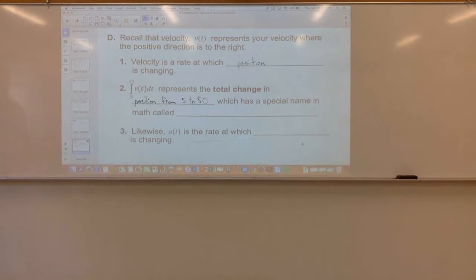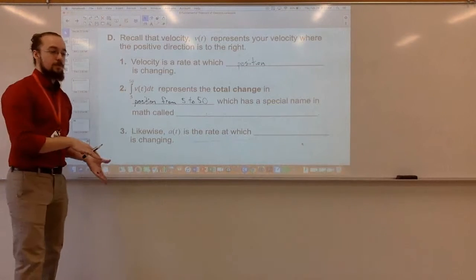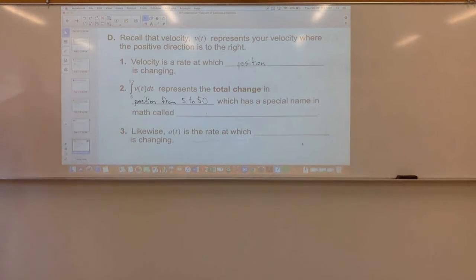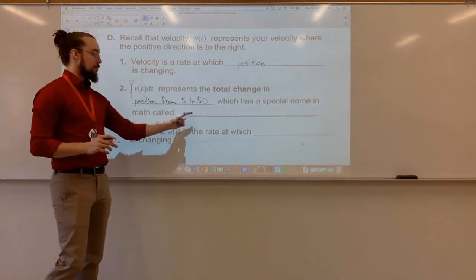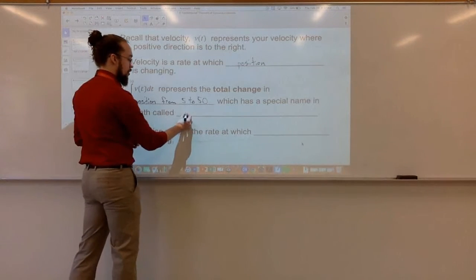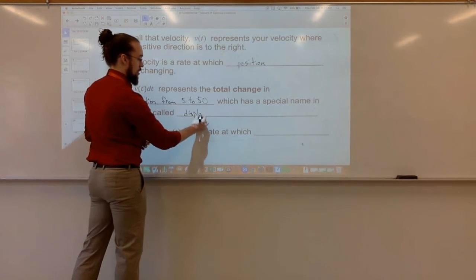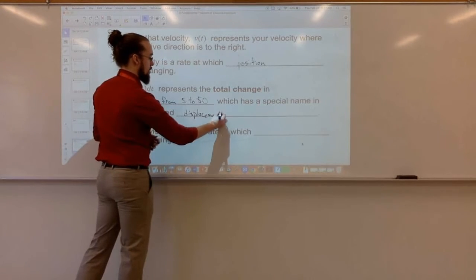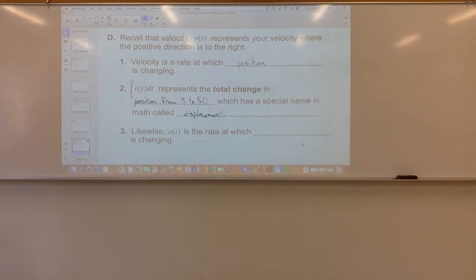Okay, now this, we've touched on this term already when we did derivatives with position, velocity, and acceleration. Okay, this special term, the total change in position is called displacement. Right?